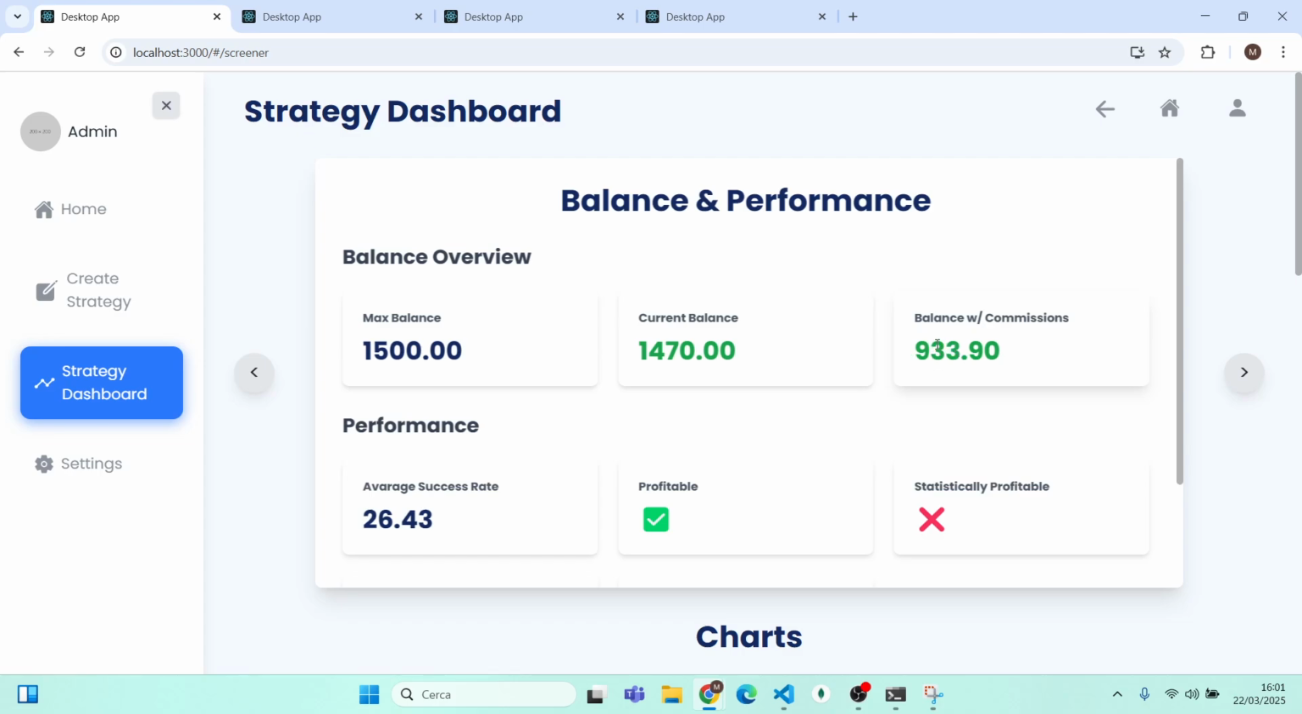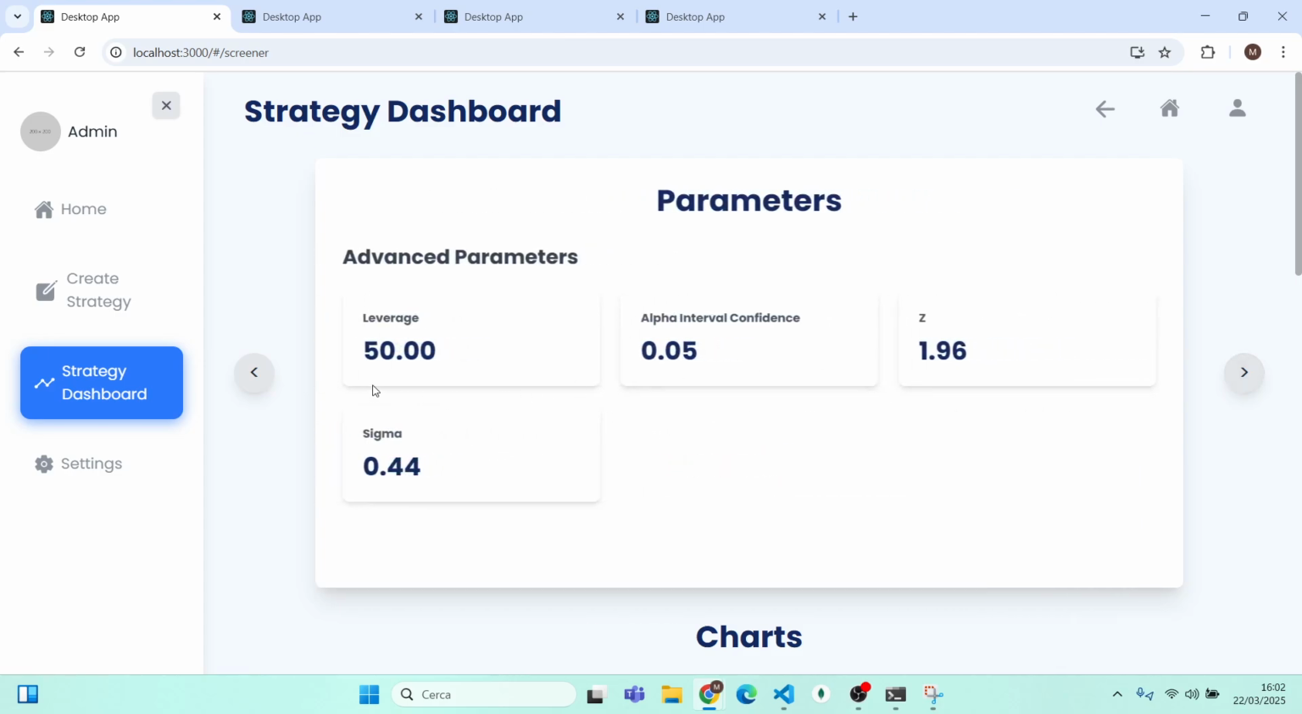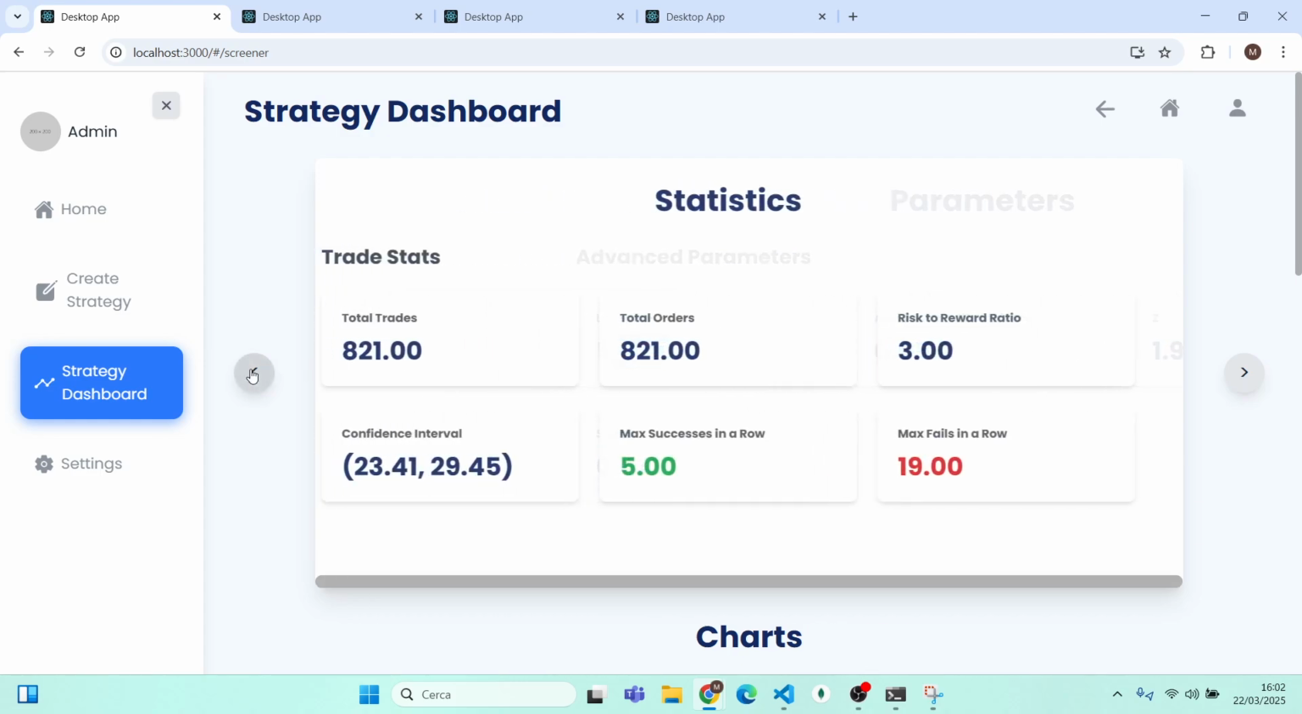The starting account was $1,000 and the maximum balance was $1,500. We can see also that the number of trades was 800, so not a big number. And the risk reward ratio was 3, max success in a row 5, max fails in a row 19. This is the confidence interval, and we can see other data, for example, leverage 50.